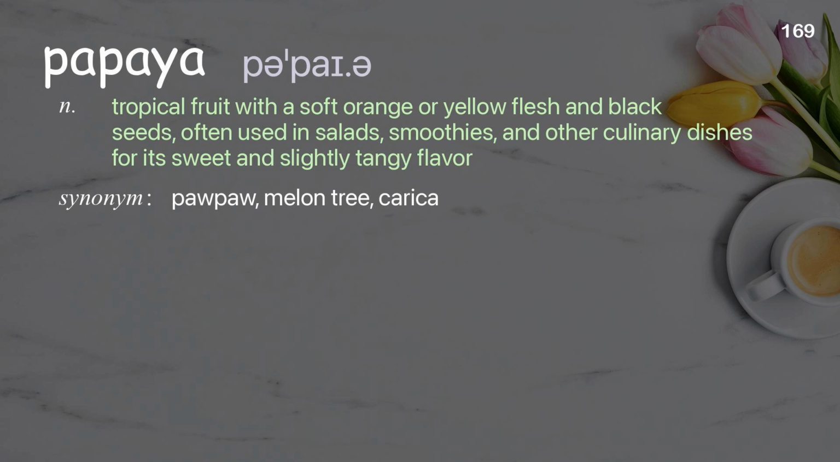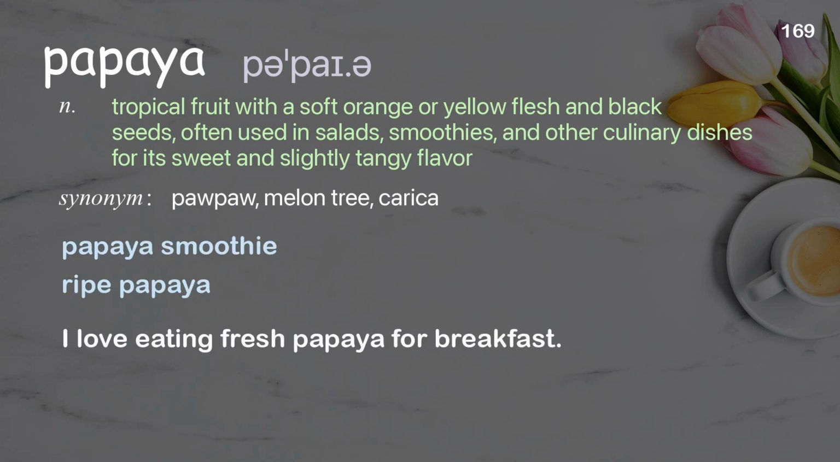Papaya. Tropical fruit with a soft orange or yellow flesh and black seeds, often used in salads, smoothies, and other culinary dishes for its sweet and slightly tangy flavor. Examples: Papaya smoothie. Ripe papaya. I love eating fresh papaya for breakfast.